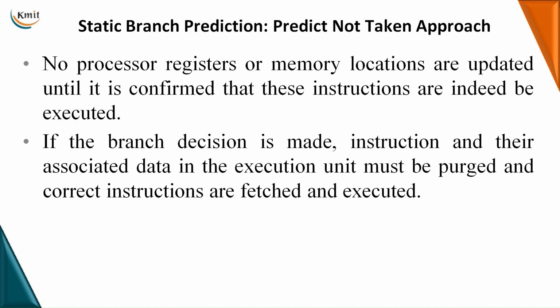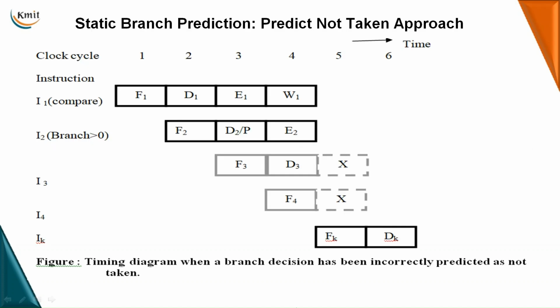This type of approach is called the predict not taken approach. Here we assume that I2 is a branch instruction, and we predict that the branch is not taken. So we execute the instructions according to the program order, the I3 and I4 instructions, and they are partially executed.